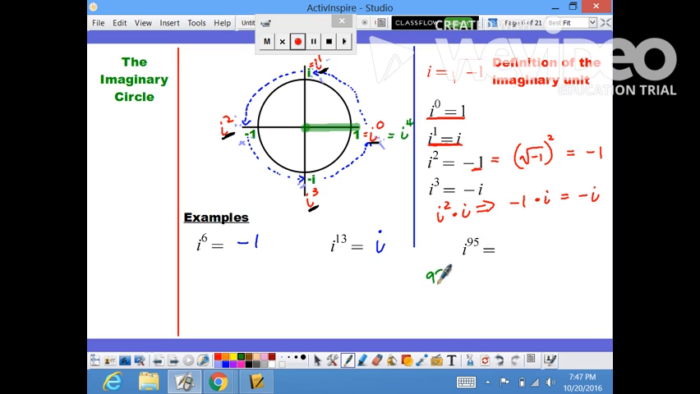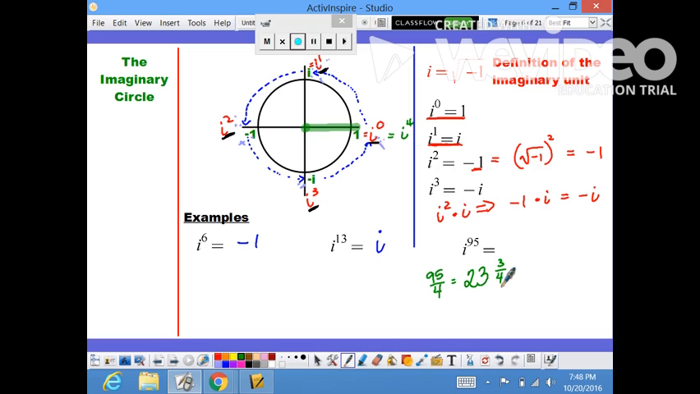So I'm going to take 95 and divide that by 4. It seems that 4 goes into 9 2 times, because 4 times 2 is 8. 9 minus 8 is 1. 4 goes into 15 3 times, because 4 times 3 is 12, and 15 minus 12 is 3. So I have 3/4 left over.